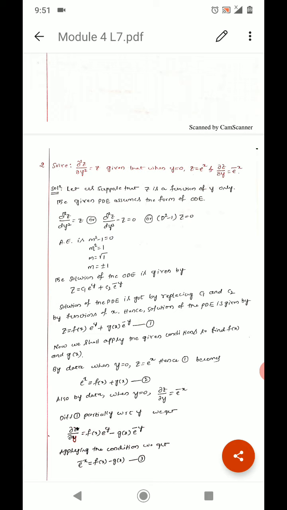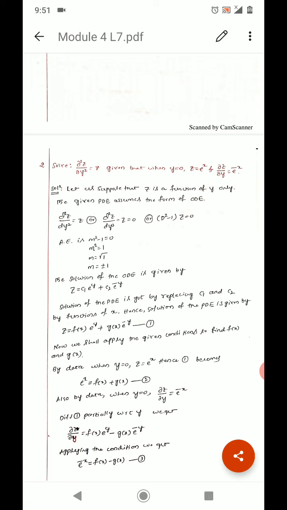Therefore the solution is z is equal to c1 e power y plus c2 e power minus y. Now replace the arbitrary constants c1 and c2 with functions of x. Since z is a function of y, we have to replace the arbitrary constants with functions of x.